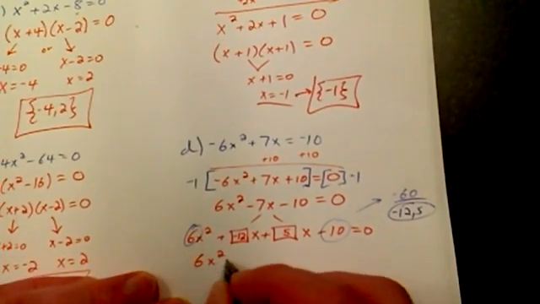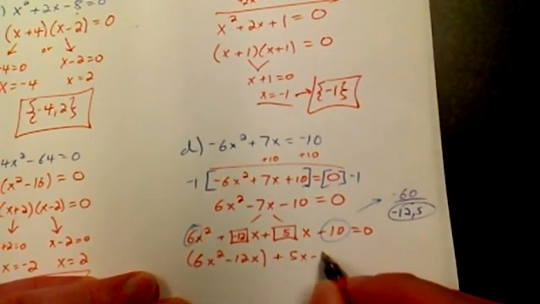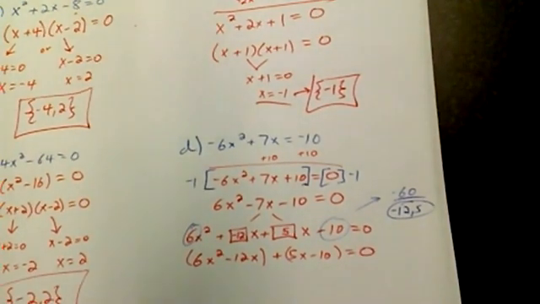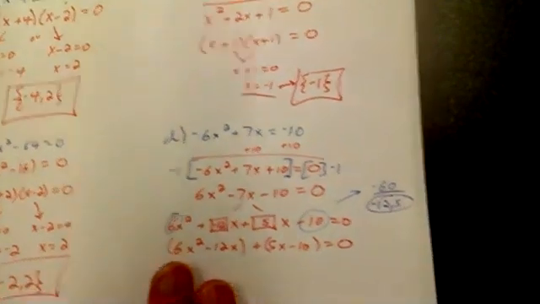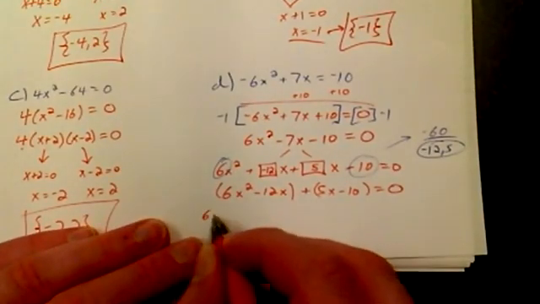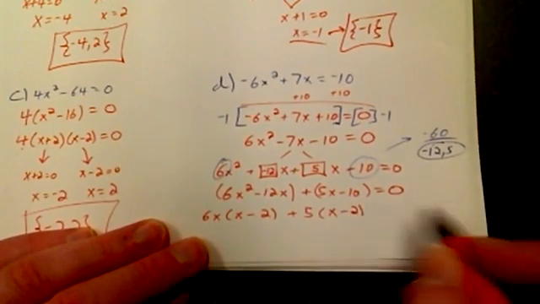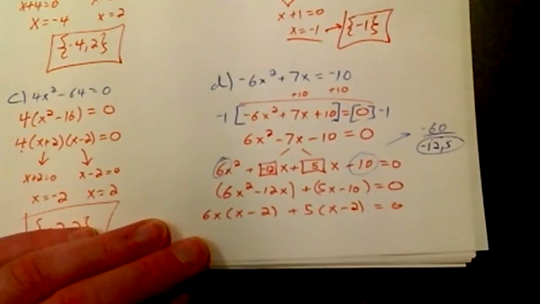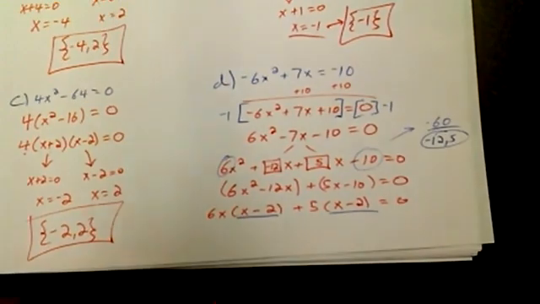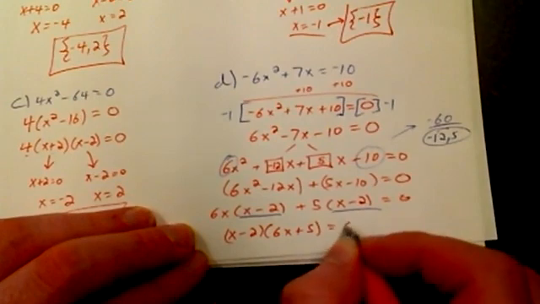So now I have 6x squared minus 12x. I'm going to group those up, plus 5x minus 10, and I'll group those up. Hopefully this method of factoring looks familiar. Maybe you do it a slightly different way, and that's fine. So from here, this is a factoring by grouping problem. I'll pull out a 6x, so I get x minus 2. Here I'll pull out a 5, so I get another x minus 2. So notice that my GCF I can pull out is x minus 2. That means I now have x minus 2 times 6x plus 5 is equal to 0.